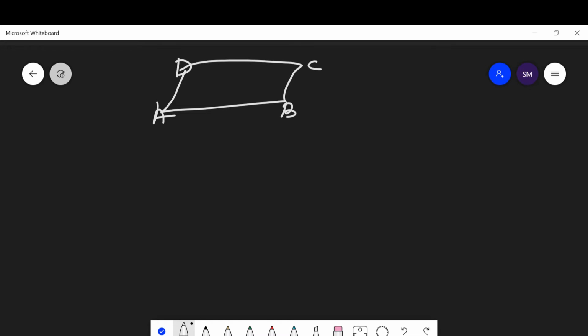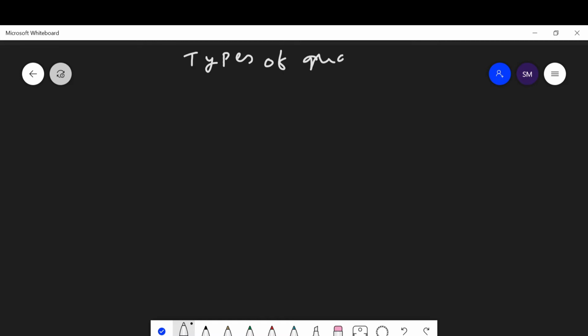Types of quadrilateral. How many types of quadrilaterals are there? Let us discuss the types of quadrilaterals. Students, please note down the types of quadrilaterals. What do you mean by quadrilaterals? Quadrilaterals are those polygons which have four sides.